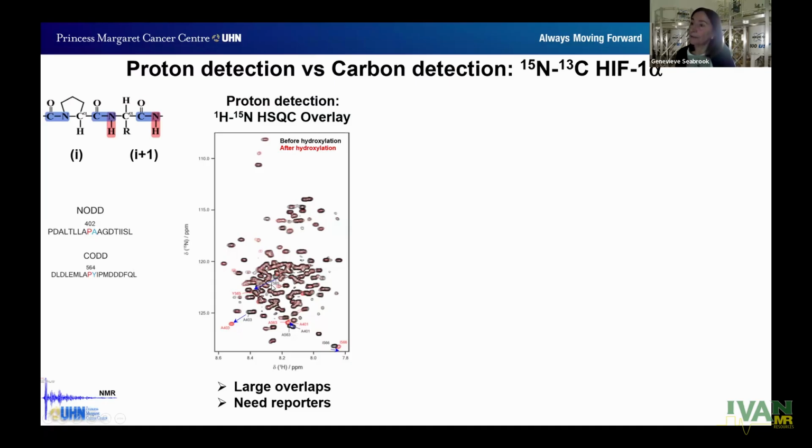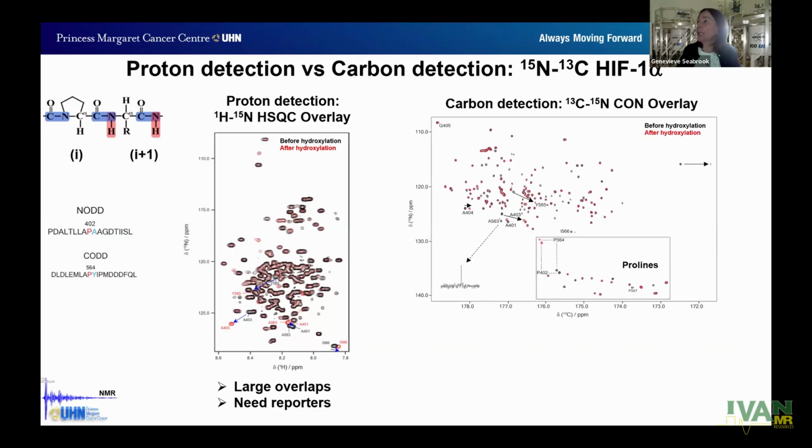You also have the tyrosine 565, which is somewhere in the middle there and gets shifted also quite far away, but it gets shifted in a very crowded region. So can we do it? Yes. Is it simple? Not so much.